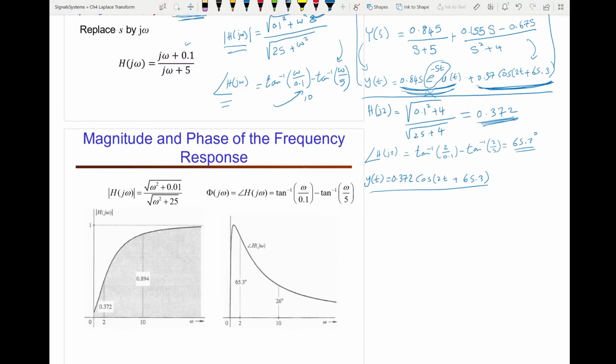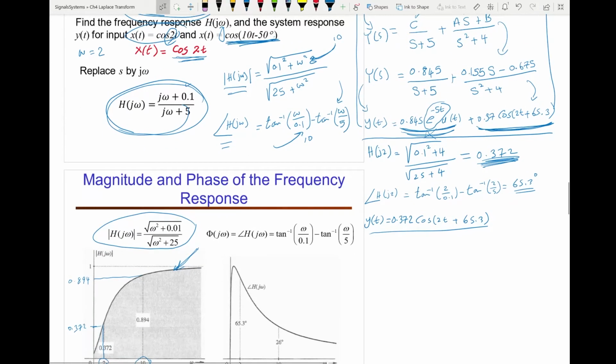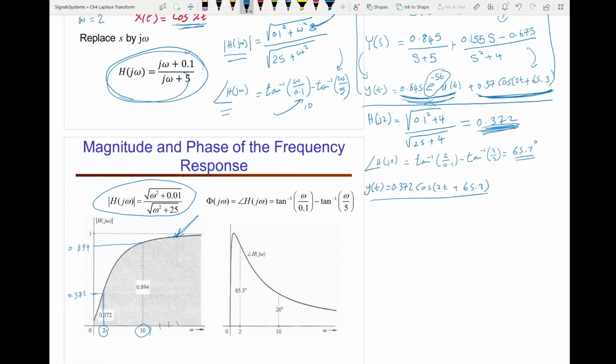Now, if you plot the magnitude of the frequency response, which is this, for different frequencies, it will be this curve. Now, for frequency omega 2, we found by calculating it's 0.372, which is here. For frequency 10, it is here. So by looking at this graph, I can tell this system here is a high pass filter. So high frequency will be passed without attenuation, 1.